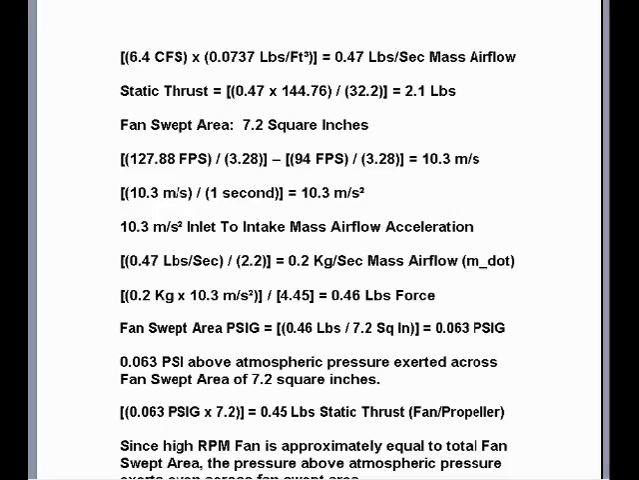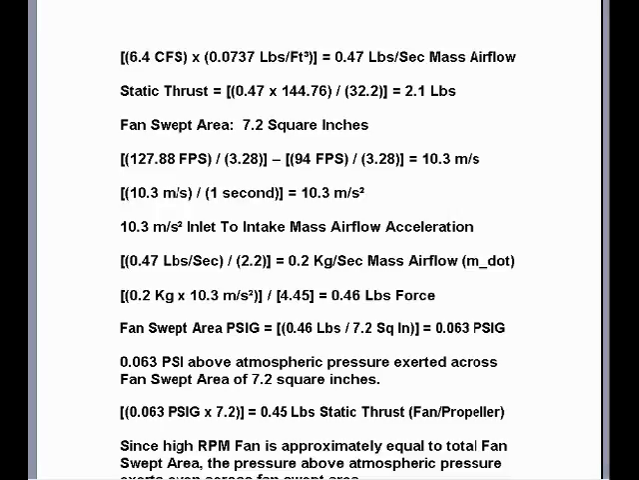So that happens over 1 second. So acceleration is velocity divided by time, or distance divided by time, again divided by time, or distance divided by time squared. So 10.3 meters per second over 1 second acceleration time equals an acceleration of 10.3 meters per second squared. So then we take the 10.3 meters per second squared acceleration from the inlet to intake mass airflow.